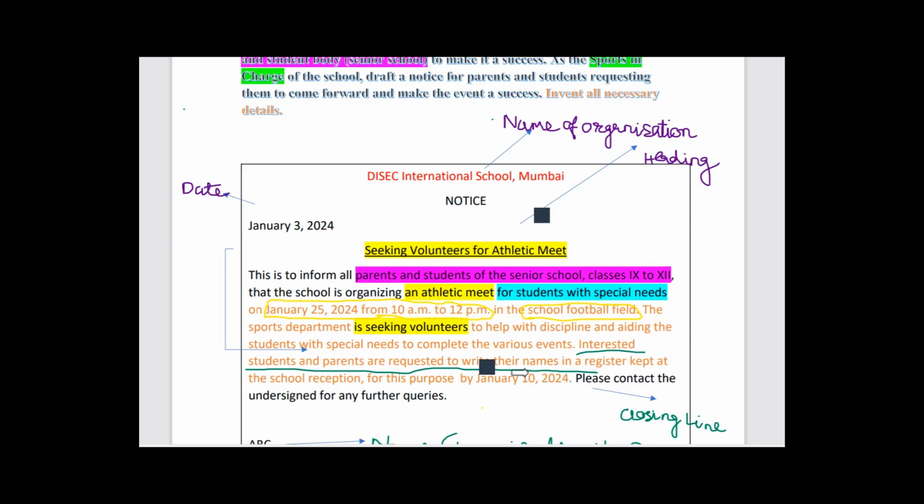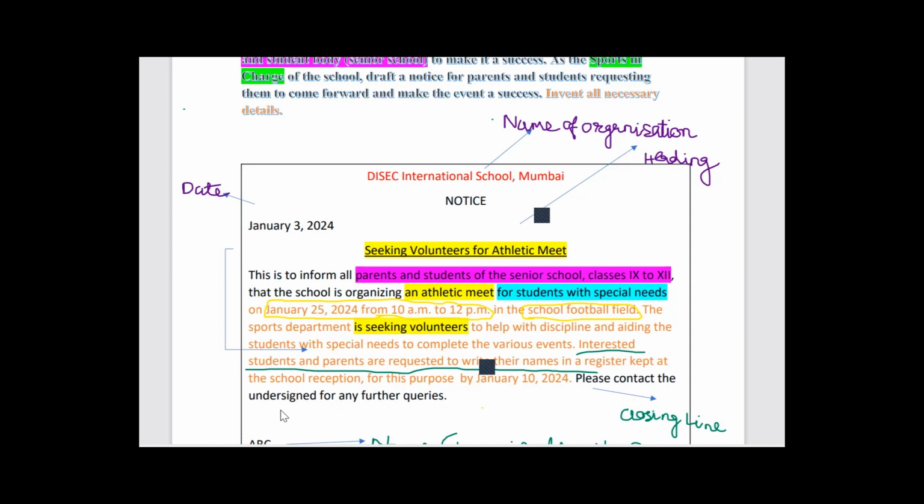Now, if you just write that they should write their names in a register, that's incomplete because you haven't given the time or you haven't given an end date. Please contact the undersigned. You remember this word, undersigned, for any further queries. This should be mandatorily the closing line for notice writing for an event.